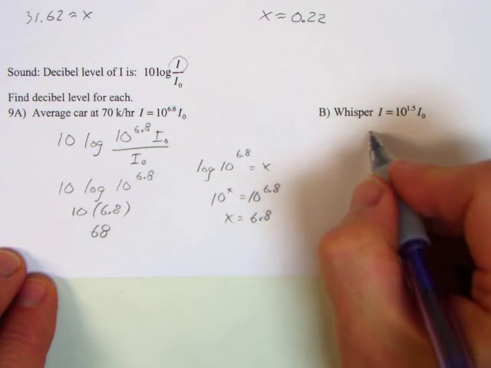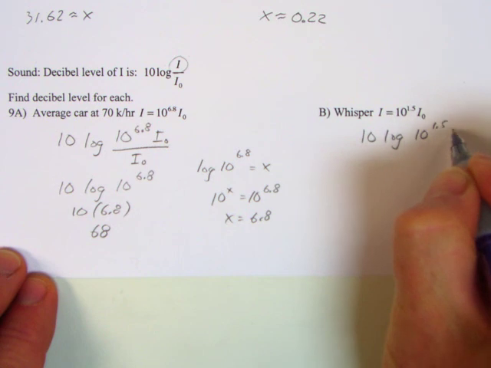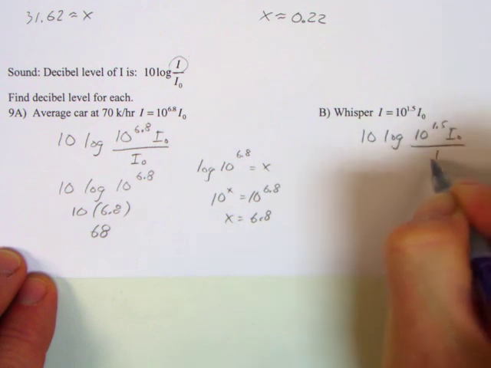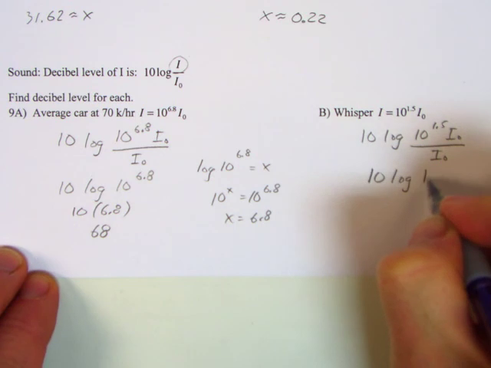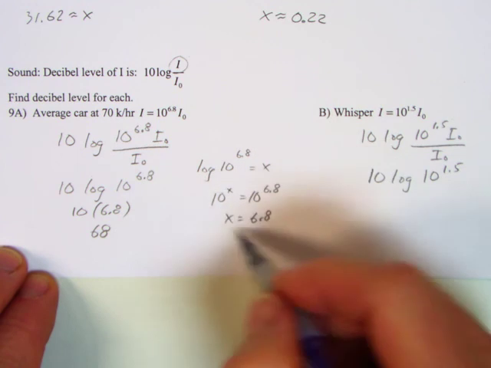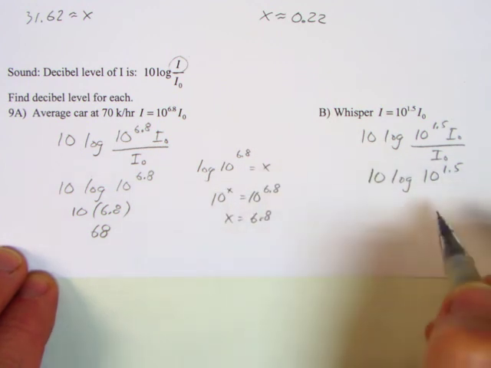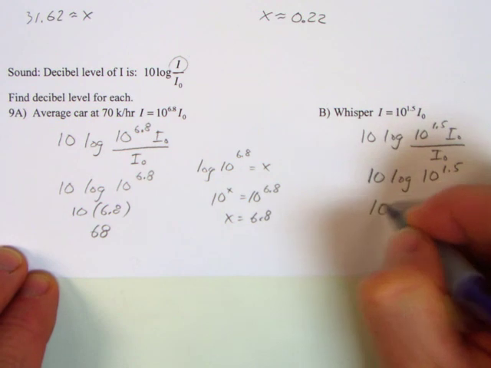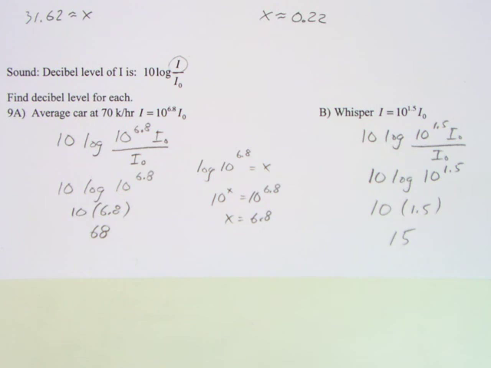And on this one, we'll have 10 log of 10 to the 1.5 times I sub 0 divided by I sub 0. We have 10 times the log of 10 to the 1.5. If we go through this exact same process again, what is log of 10 to the 1.5 going to give us? It's going to give us 1.5. So 10 times 1.5, and that gives us 15 decibels. And that is all.